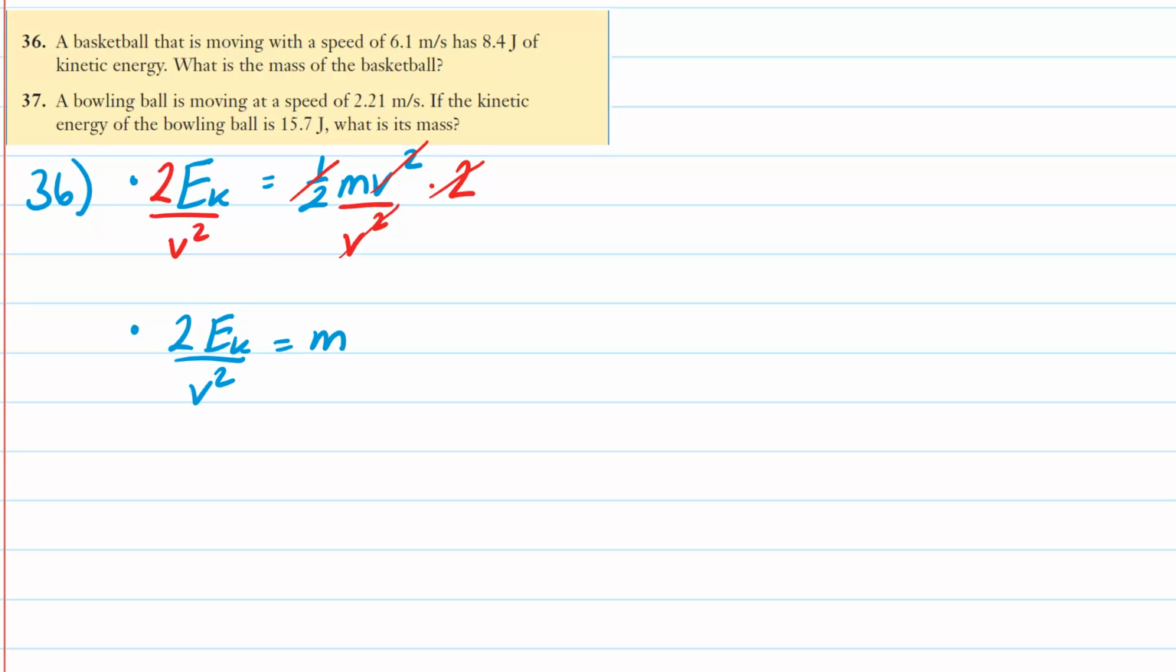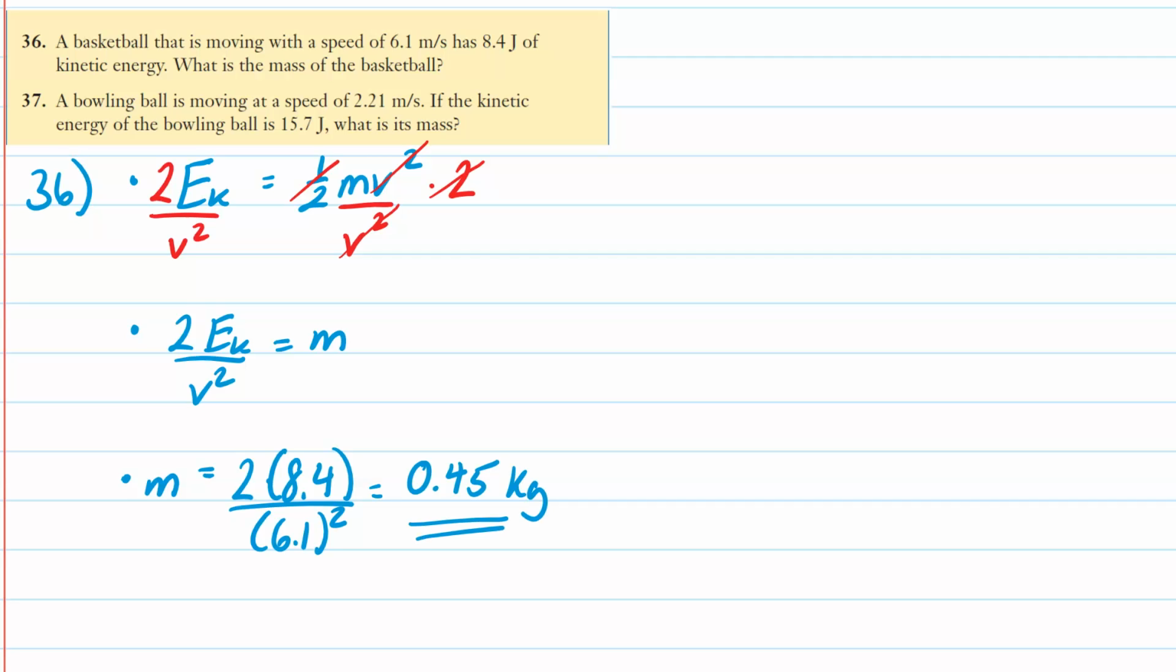And now we can just fill in the numbers. Mass equals 2 times kinetic energy of 8.4 divided by a speed of 6.1, and remember you're squaring that speed. Plugging that all in the calculator, we get 0.45 kilograms. 2 sig digs in my final answer that match the 2 sig digs for my data.